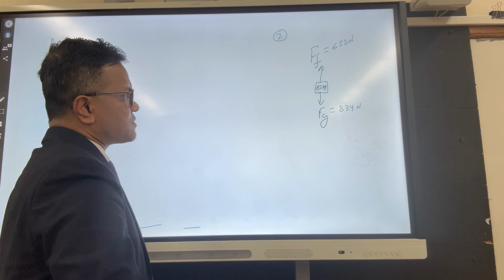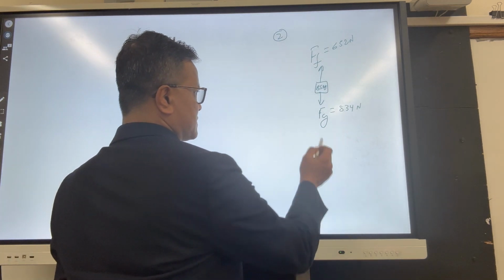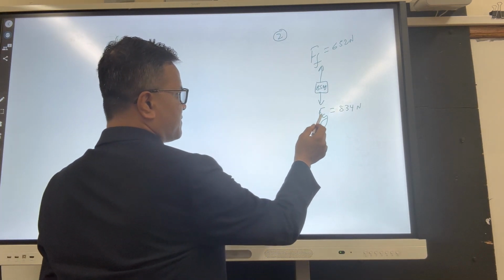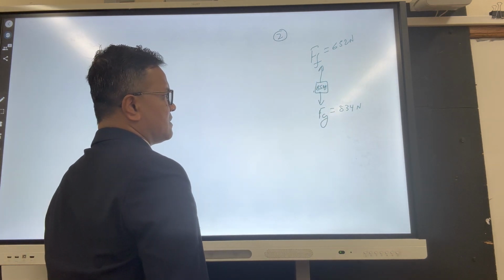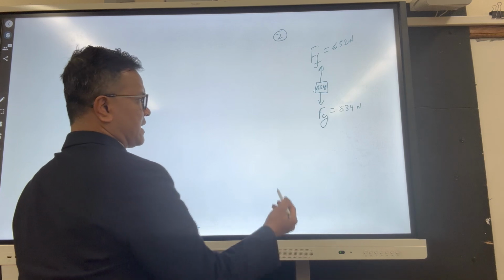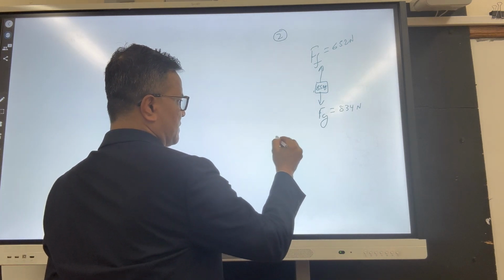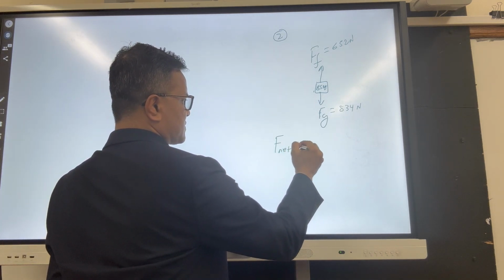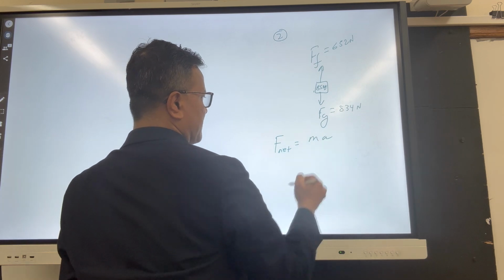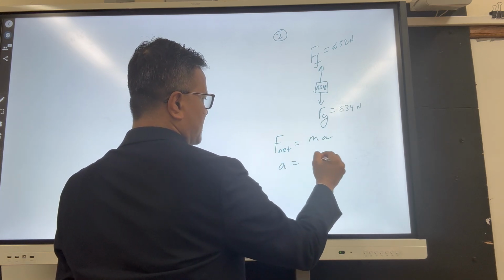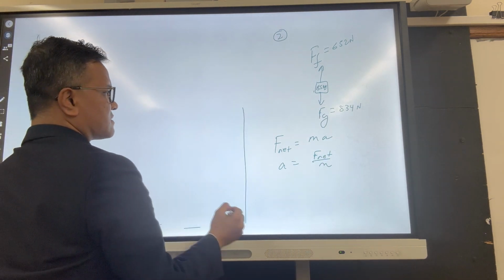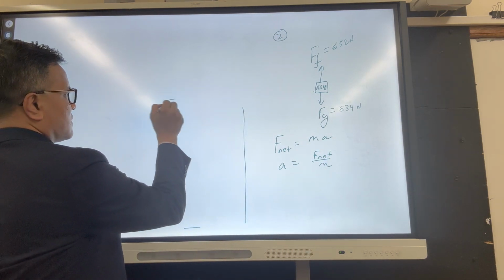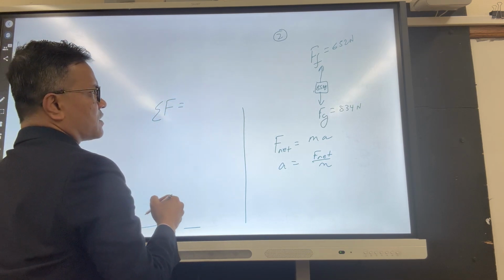Problem number 2. Parachute. This is the force due to gravity acting on the parachute. This is friction. So to find the acceleration, let's use Newton's second law. F net is equal to ma. Acceleration is F net over m. Let's first find the F net.